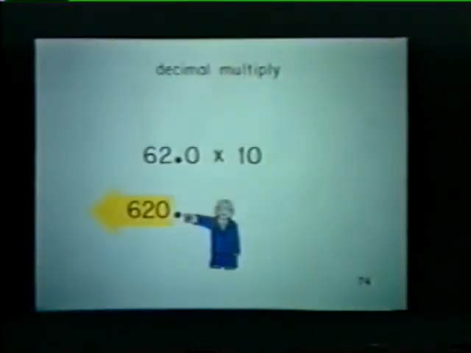When multiplying any decimal number by 10 or a multiple of 10, it's simply a matter of shifting the decimal point. For example, if we were multiplying 62 by 10, we simply shift the number over one place to find the answer, which is 620.